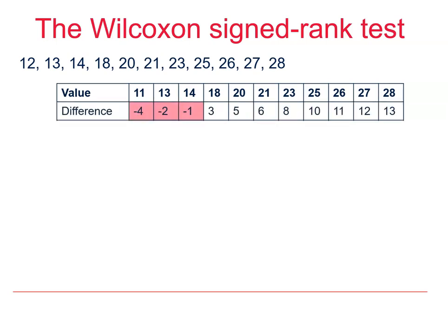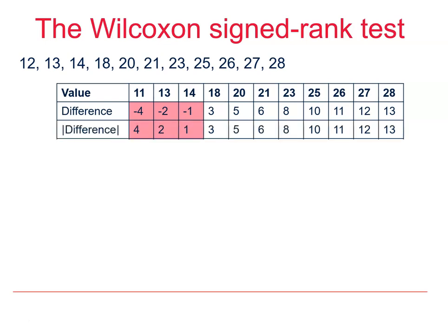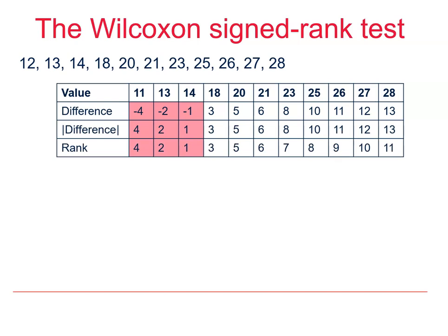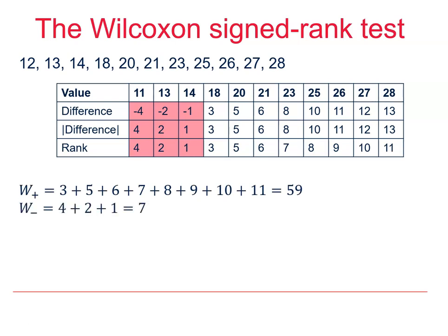The idea behind the Wilcoxon test is that values further from the median make a greater contribution than values close to the median. I've highlighted the negative ones below the median so we don't lose sight of them. We're going to order them according to how far from the median, so we'll start by making them all positive, and then we'll rank them. Finally, we add up all the ranks that were above the median, the unshaded ones. That comes to 59. And add up all the ranks that were below the median, the shaded ones, which comes to 7.